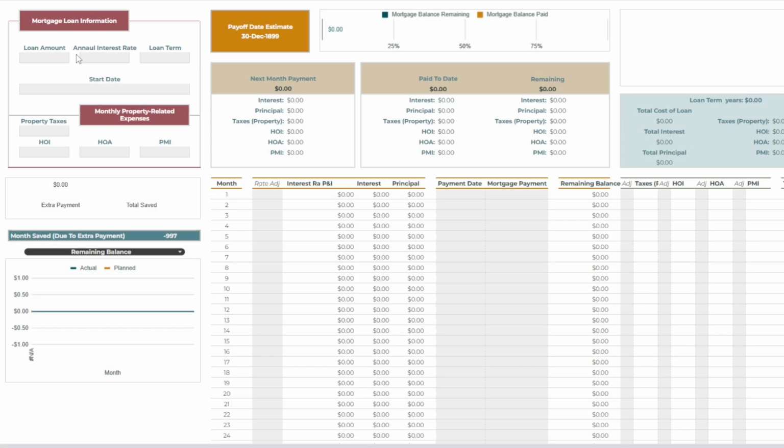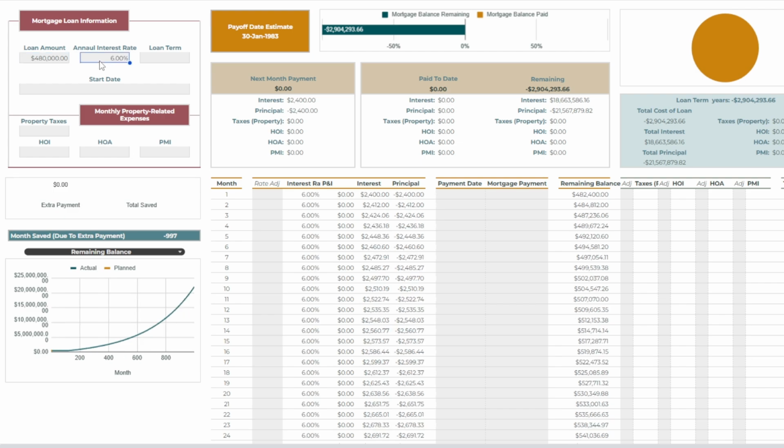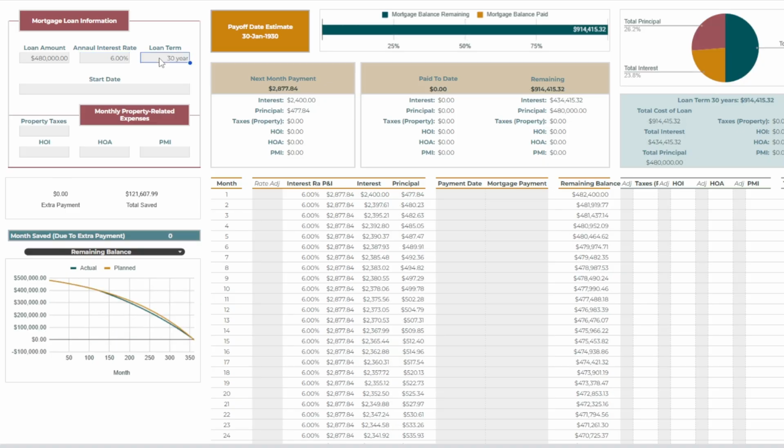This is where you enter your mortgage loan information. First, enter your loan amount, which is the total amount you're borrowing. Next, enter your annual interest rate, then your loan term such as 30 years or 15 years, and finally select the loan start date. As this information is entered, the sheet automatically updates.